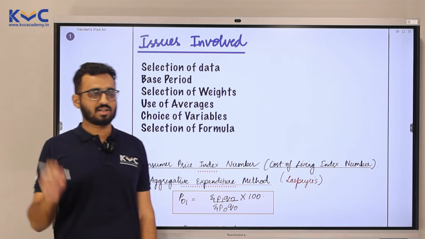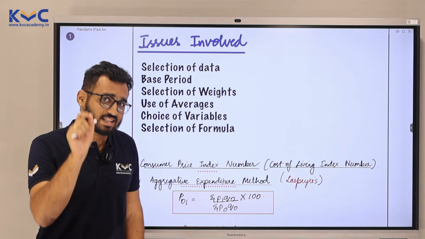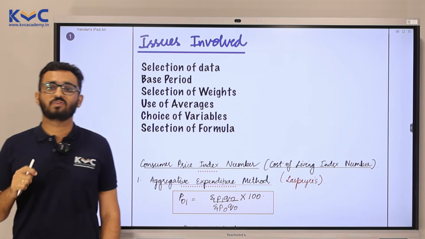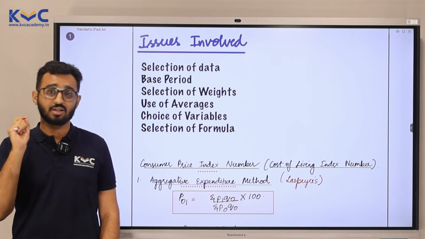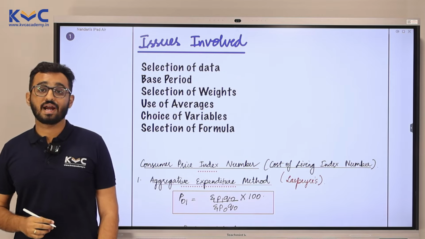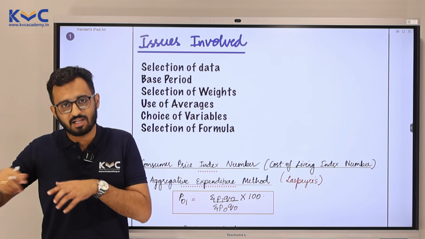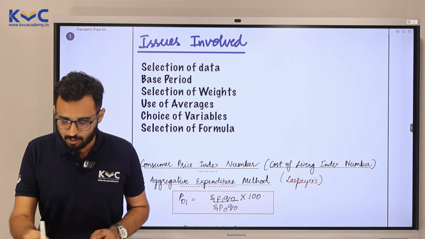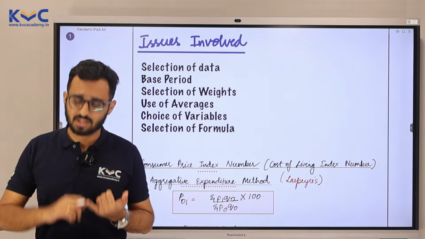Now index numbers, the limitations, useful as everything we have studied, right? But there are certain things we need to be careful about when we are constructing an index number. Those are called issues involved in index numbers. First one, selection of data. See, we have discussed, depending on our sample, our index numbers change, right? So we need to be very careful when we select the data. What kind of data are we going to select?